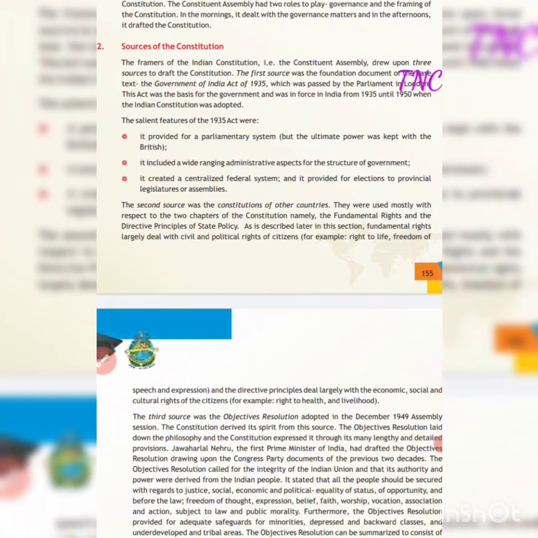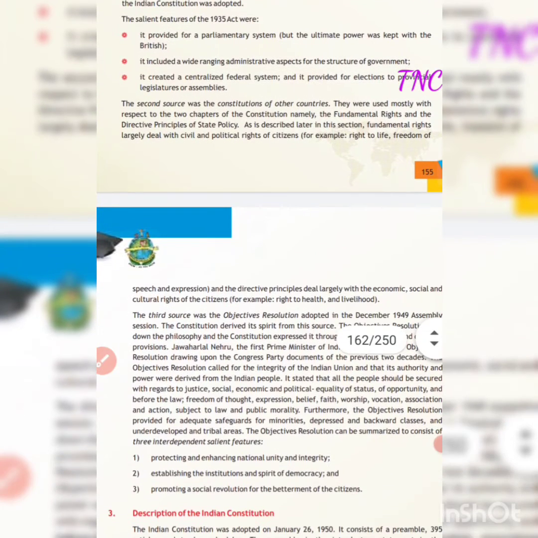It included wide-ranging administrative aspects for the structure of government. As I said, this act was a major one and it brought about major changes in the way the Indian administration system was carried on. So it brought about various changes in the administrative arena and changed the structure of government. It created a centralized federal system and provided for elections to provincial legislatures or assemblies. Since this act has its own significance, you have to remember what salient features it carries.